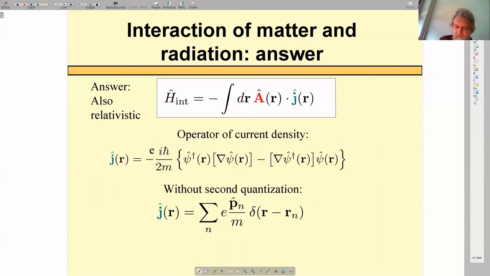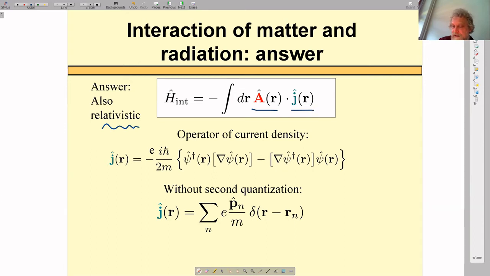Let's see what we get. Oh, look, I get a very convenient expression, easy to memorize. It has also the advantage that it is valid in the relativistic regime. So far, I didn't think of relativity in my derivations, but if I keep it like this, this expression is also valid in the relativistic regime. And what is the expression? It's simply made of the field operator of radiation, the vector potential, and the operator of current density.